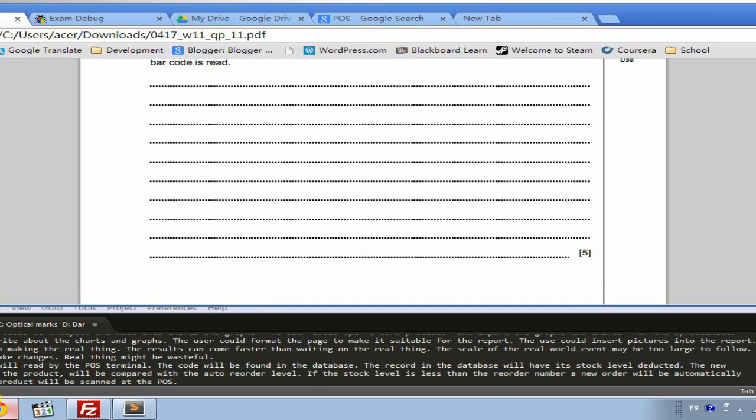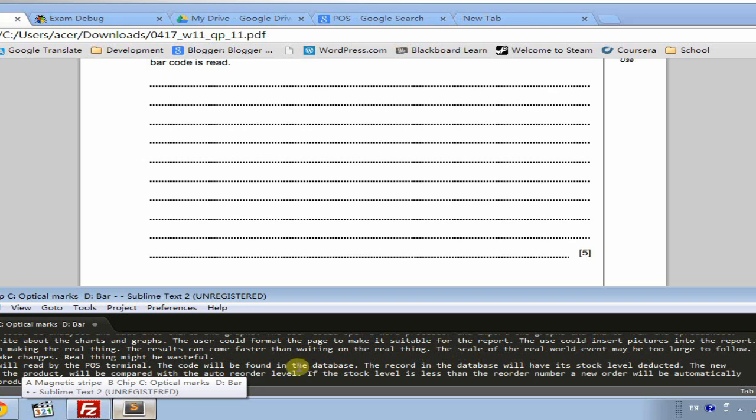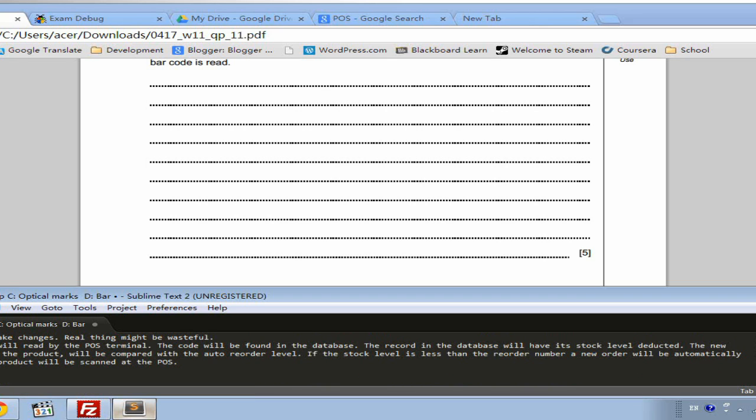So the barcode will be read by the terminal. The code will be found in the database. The record in the database will have its stock level deducted. The new stock level for the product will be compared with the reorder level. If the stock level is less than the reorder number, a new order will be automatically sent.